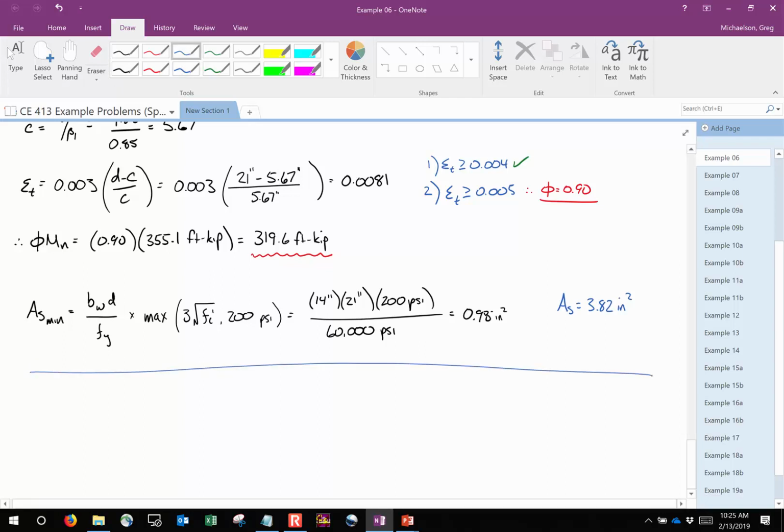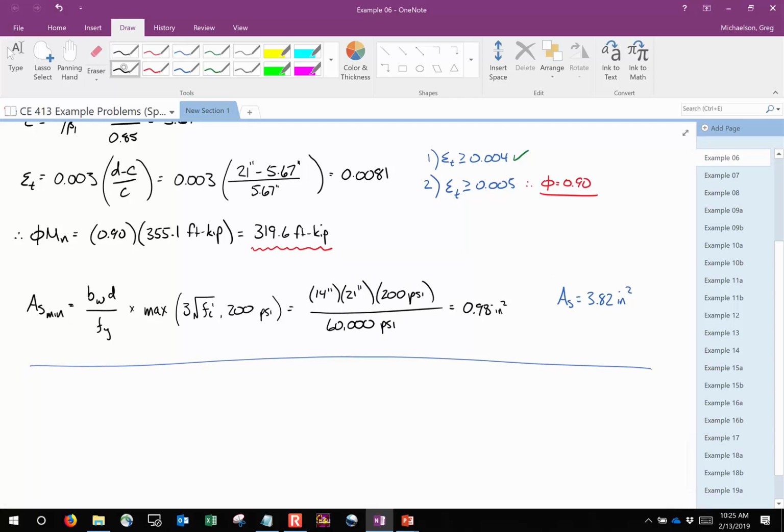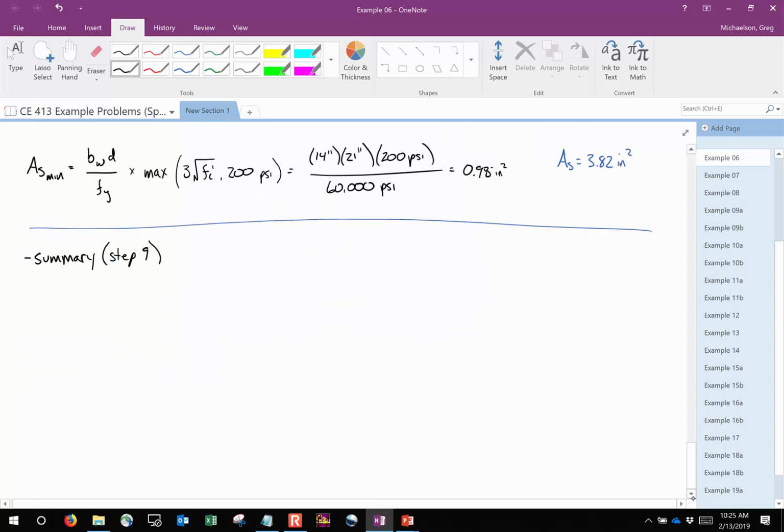Now, we just did a bunch of calcs, so I'd like to summarize what we've done in a fashion that makes sense. So let's draw a summary. And if you want, you can put a summary for step 9, because we just did a lot. I think it's highly valuable to take a step back and go, okay, we just did a bunch of stuff. What did we do? All right, so help me out. What is Mu?